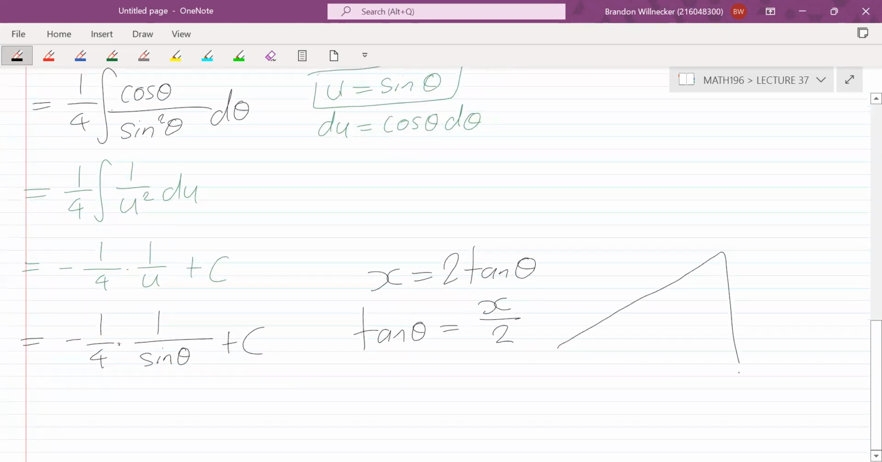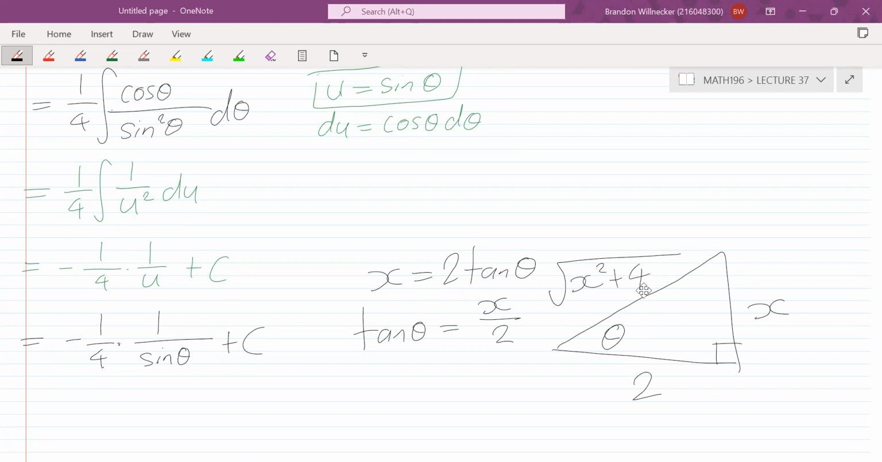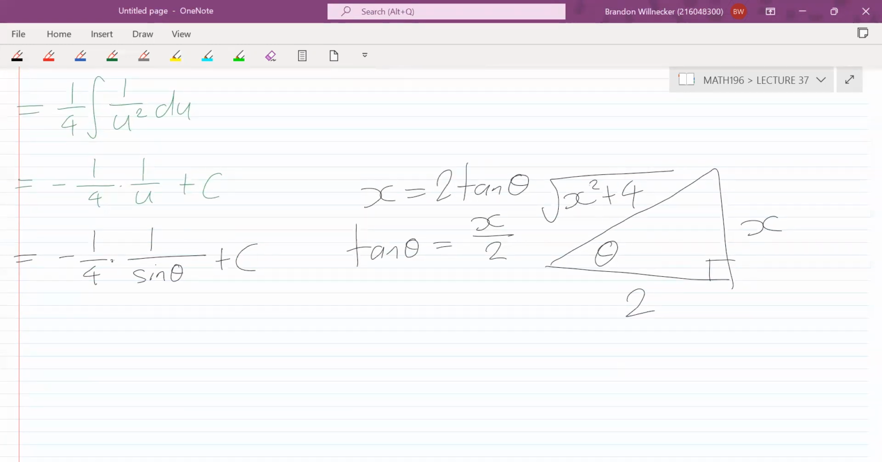Now we draw our triangle. We put theta over there. Tan theta means opposite over adjacent. So the opposite is x. The adjacent is 2. So that means the hypotenuse is going to be square root of x squared plus 4. Okay, so we've got all 3 sides to the triangle. We can find any trig ratio that we need. In particular, we want sine theta.